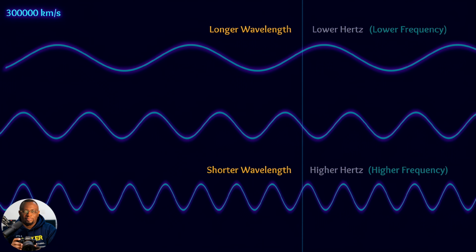But how do electromagnetic waves have different wavelengths and frequencies? We know that electromagnetic waves are produced by the acceleration of charged particles. But not all charges accelerate or vibrate at the same rate. If a charge vibrates slightly, it produces lower frequency electromagnetic waves. If a charge accelerates rapidly, it produces higher frequency electromagnetic waves. So the intensity of vibration determines the frequency of an electromagnetic wave.